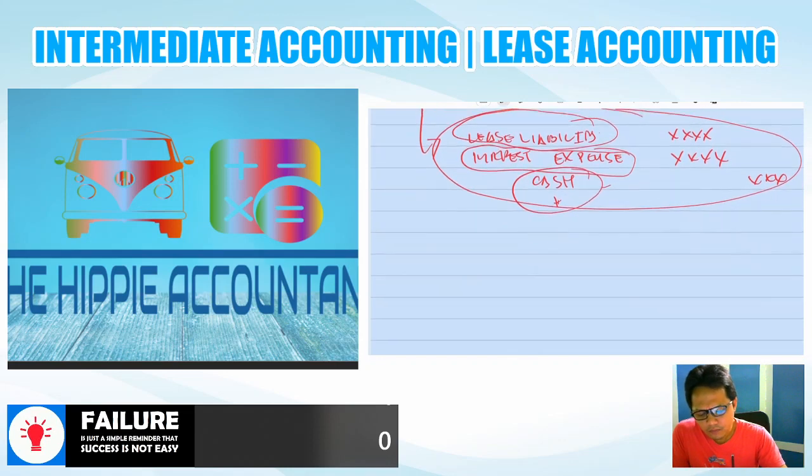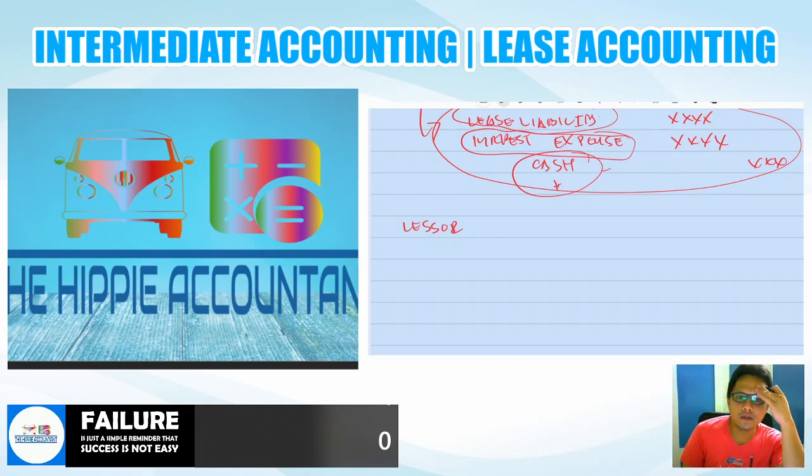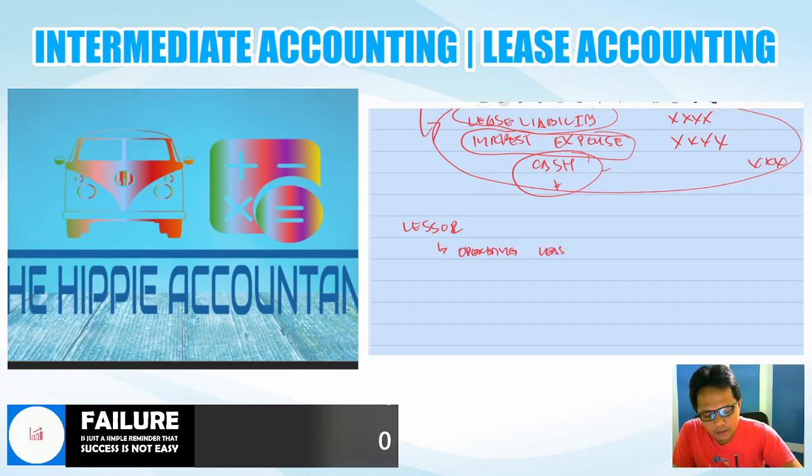Now, on the part of the lessor, under the perspective of the lessor, di ba nga, the lease transaction can be recognized as an operating lease or it can be as a finance lease.